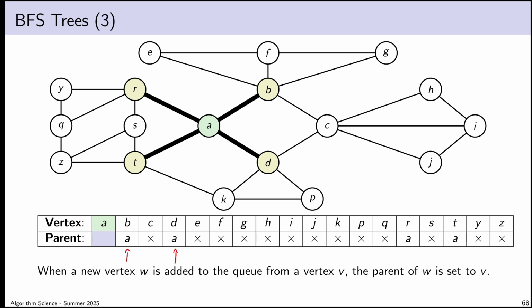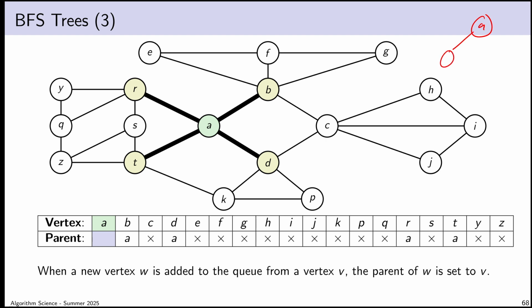Because I view it like I am adding B to the queue from A, and I'm adding D from A. And so if ever there were a good time to set the parent of a vertex, it's when it is added from that parent vertex. So here what I do is I set the parent of a vertex as I add it to the queue, not as I remove it, because it's much harder to figure out what the parent was after you remove the vertex from the queue.